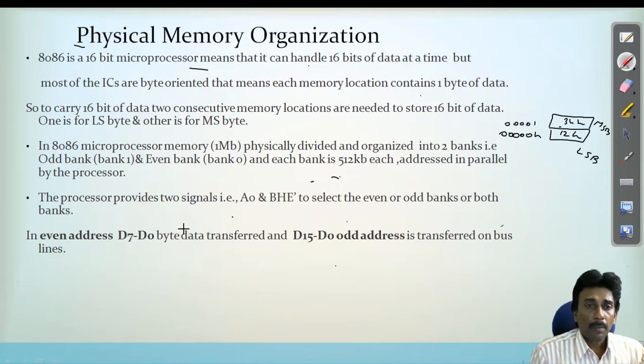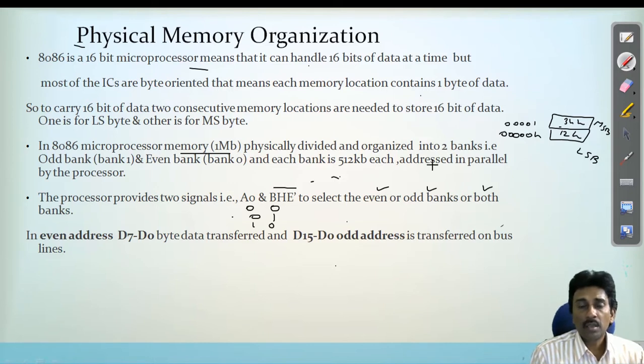In general, the processor provides two signals, A0 and BHE bar. If we use A0 and BHE bar in such a manner, by putting 00, 01 and 10 like that, we can access the even bank or else the odd bank, and you can access both banks to transfer the complete word. So here I have already told you the entire 8086 microprocessor's 1 MB memory is physically divided into two banks. One is the odd bank and another one is the even bank. Each bank contains 512 KB, addressed in parallel by the processor.